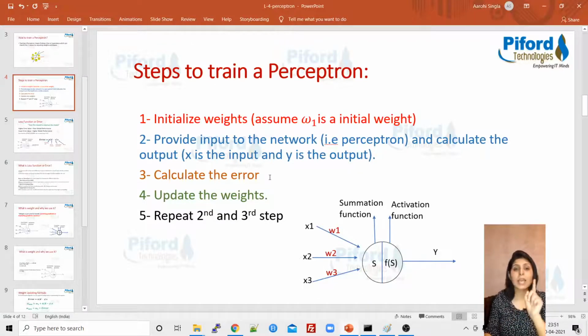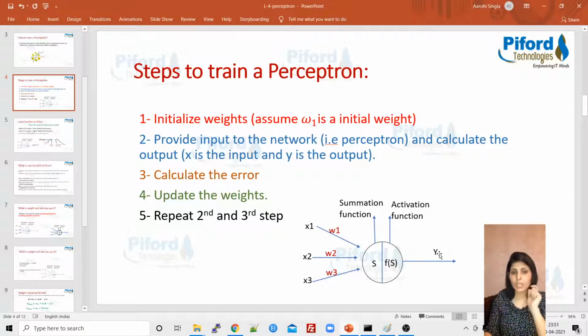The third step is to calculate the error. Calculating the error means when you give x1 into w1 plus x2 into w2 plus x3 into w3 to the summation function, it gives us the addition of all the inputs. That addition becomes the input of the activation function, and the output of the activation function is this y.